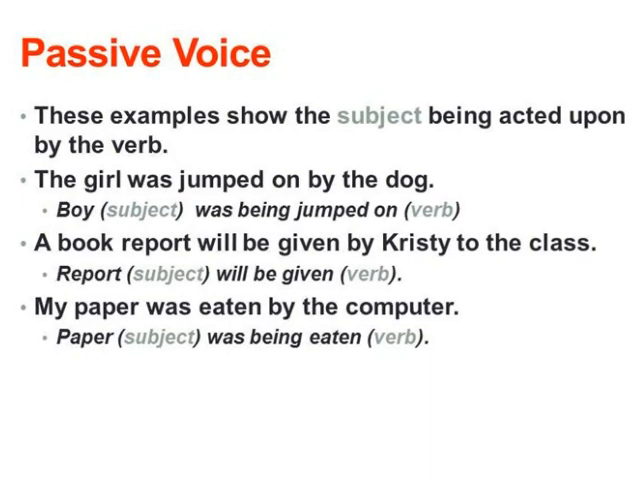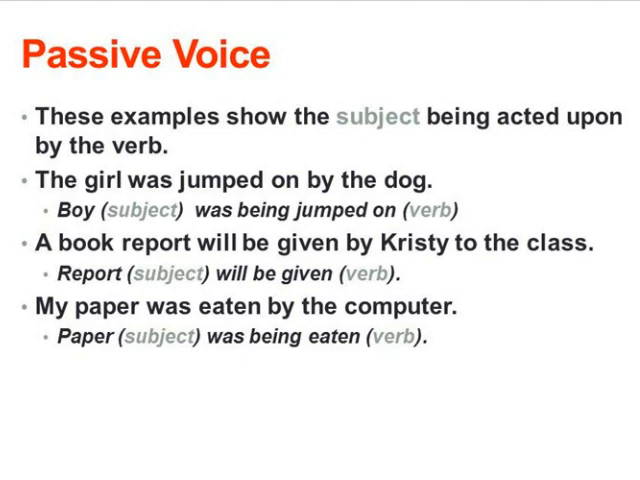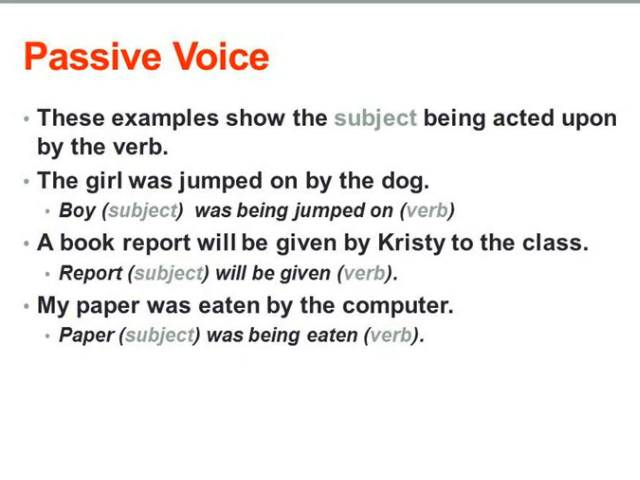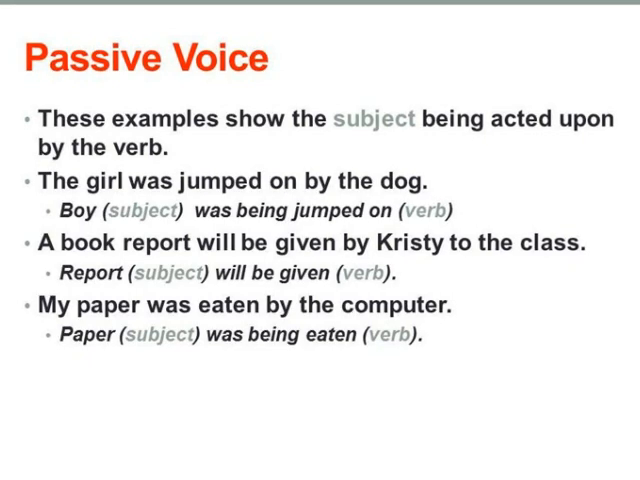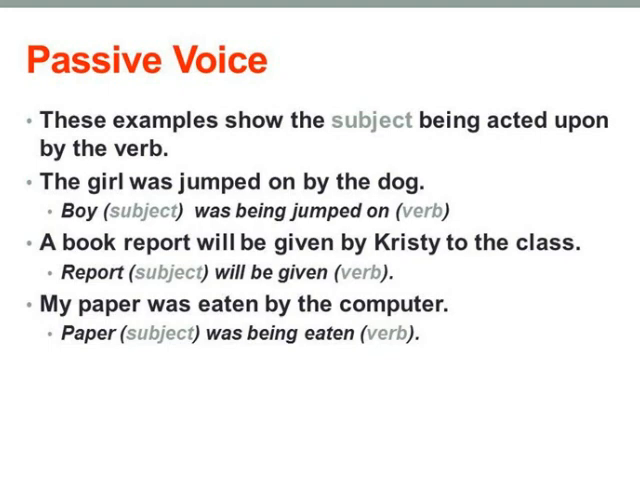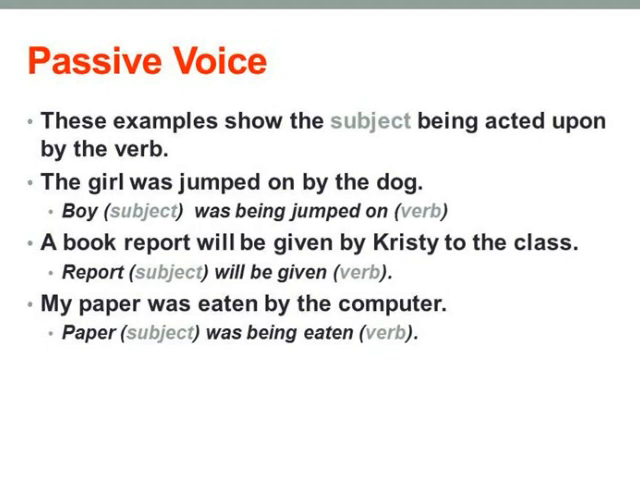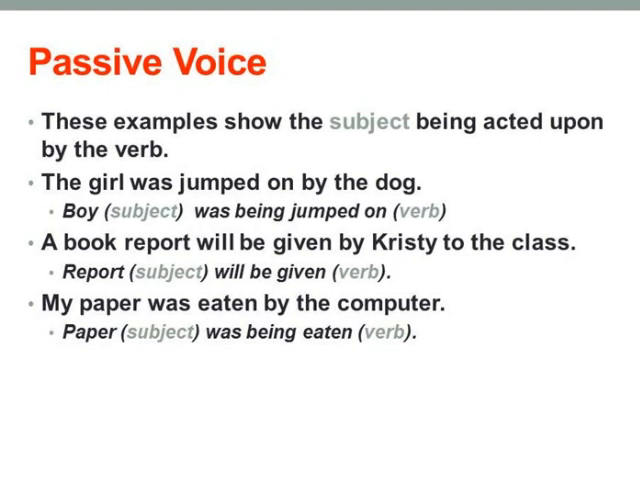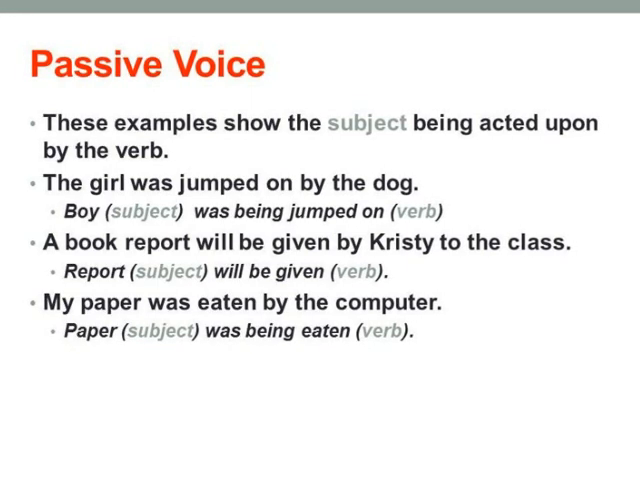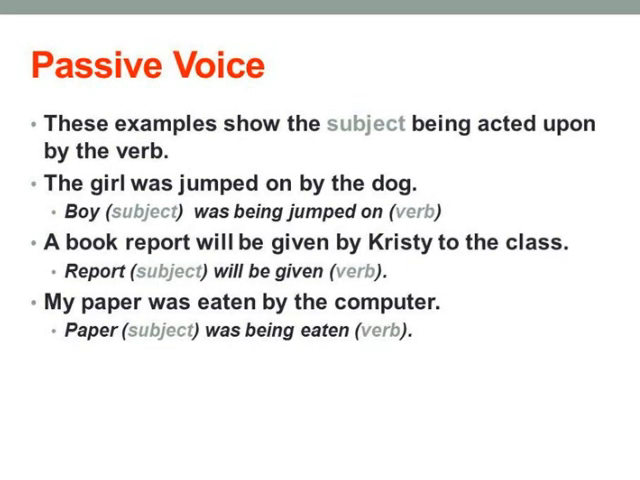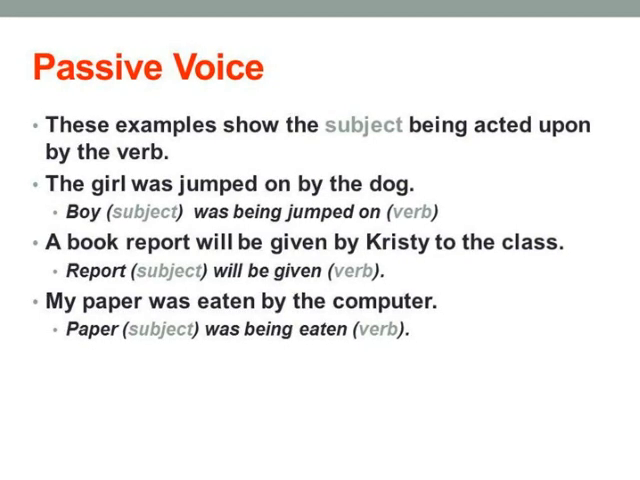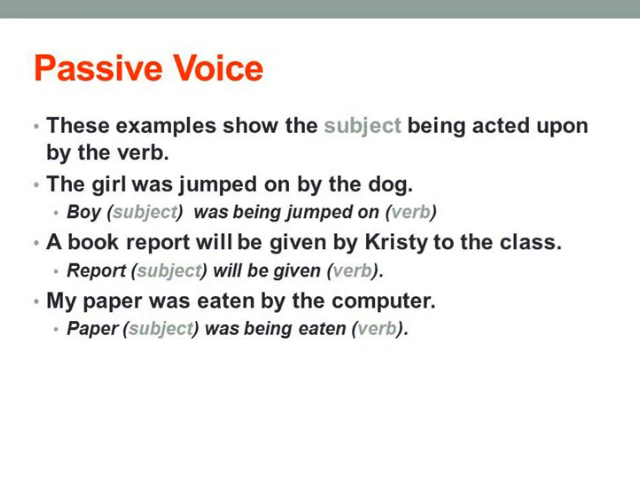If you look at these sample sentences, all we've done is taken the earlier examples of active voice and changed them around. The subjects of the previous sentences have been moved later in the sentences, and the objects have been moved to the beginning. So the sentence, "The dog jumped on the girl," becomes "The girl was jumped on by the dog." The dog, the subject, is now at the end of the sentence, and the girl, the object, is now at the beginning. Similarly, "Christy will give a book report to the class" becomes "A book report will be given by Christy to the class." And "The computer ate my paper" becomes "My paper was eaten by the computer."